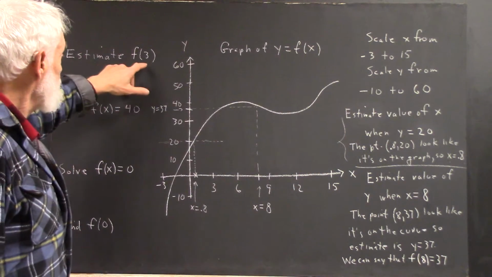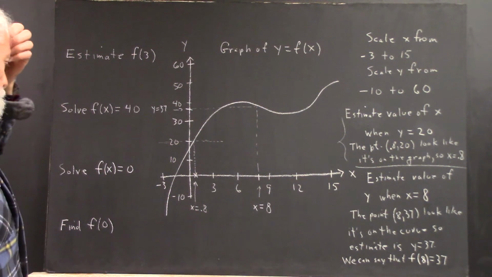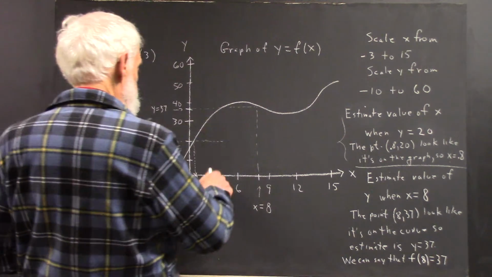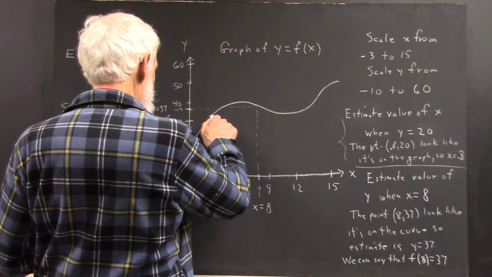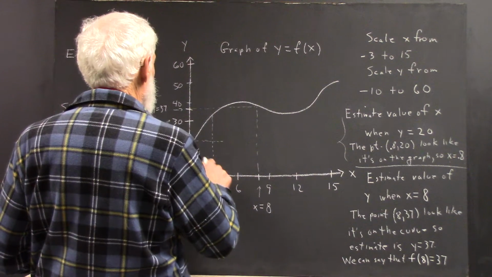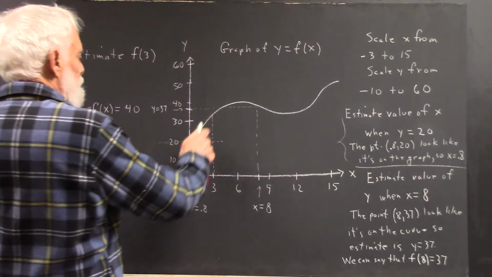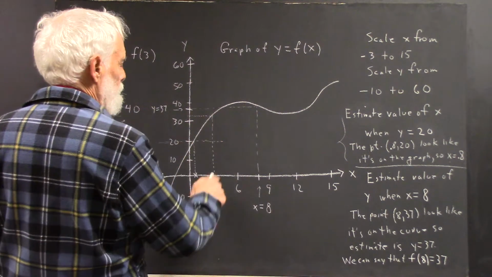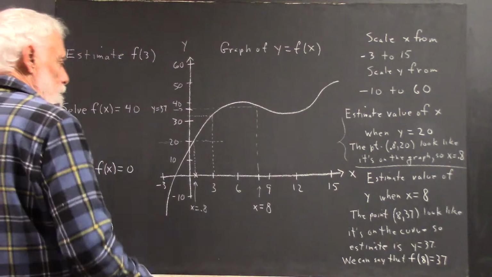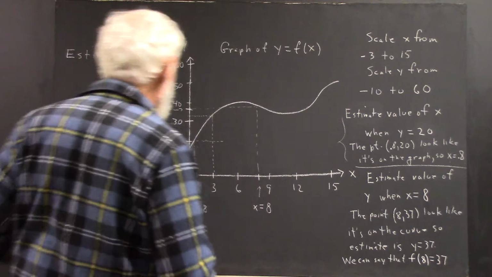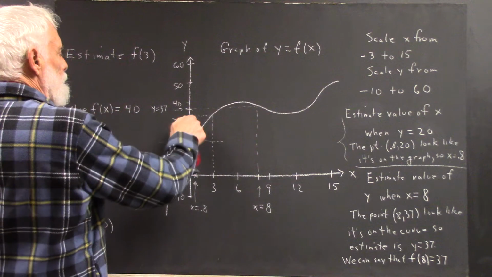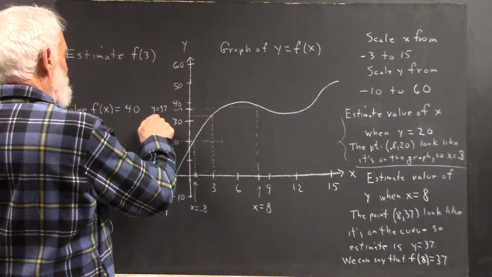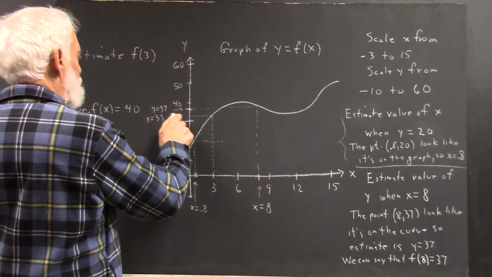Okay, so we want to estimate f of 3. How do we do that? Well, we come over here where x equals 3. Then we determine what the point on the curve is when x equals 3. So we project up and over. Notice I was a little bit inaccurate in hitting 3 on this line, but I'm seeing that at this point y looks to be about 33.